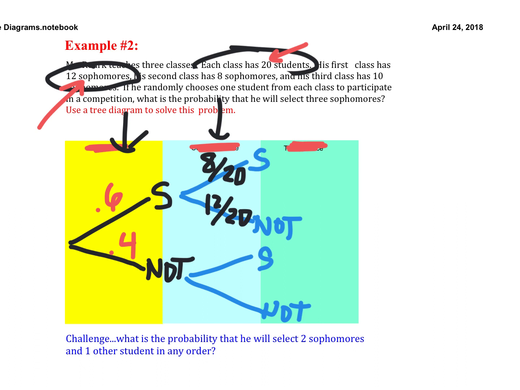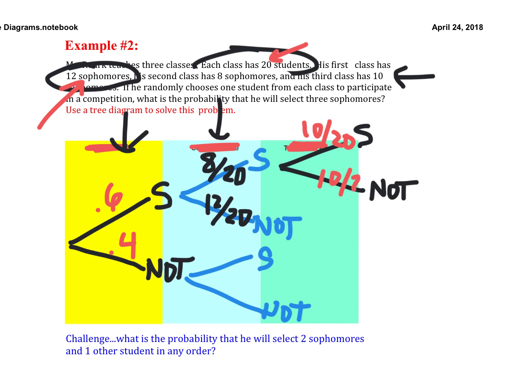And that could be made into decimals. That's true. Last but not least, again, a sophomore and a not a sophomore. And in his third class, he has 10. So 10 out of 20. And this must be 10 out of 20 then. Can you just write half? Yes, totally. 0.5 is fine.